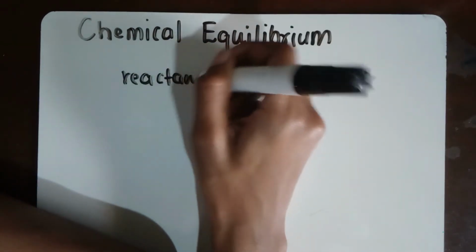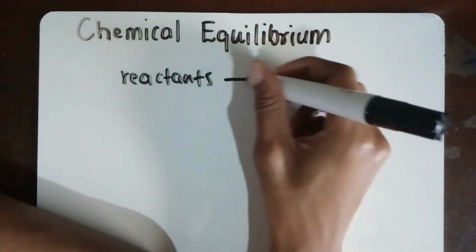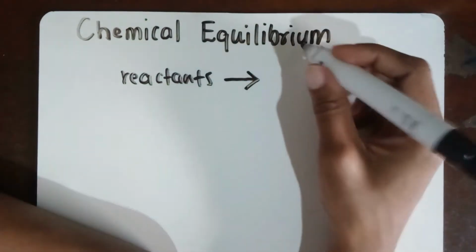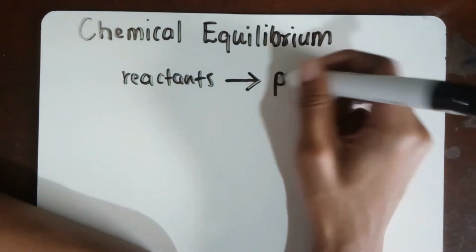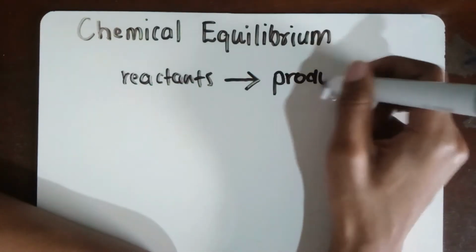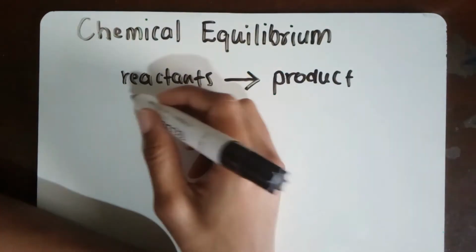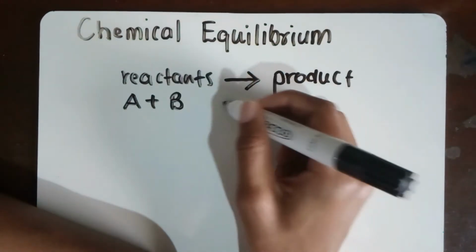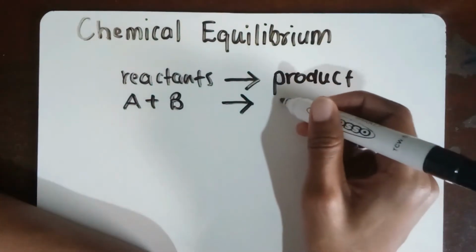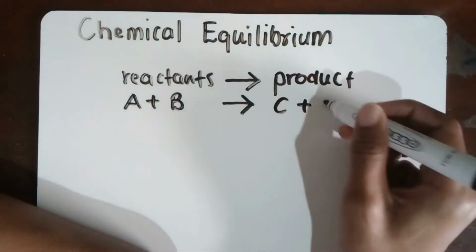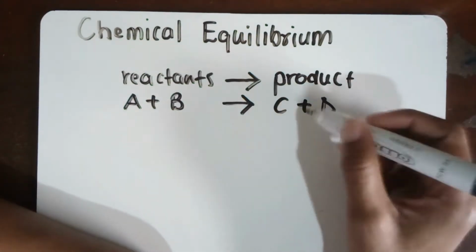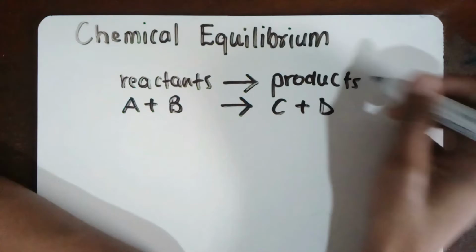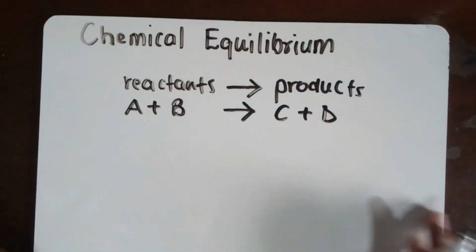Let's call them reactants. And essentially, these reacting substances will produce a product, right? So maybe we can have chemical A plus chemical B, which in turn produces chemical C plus chemical D. You can have a number of products or reactants, right? Cool.